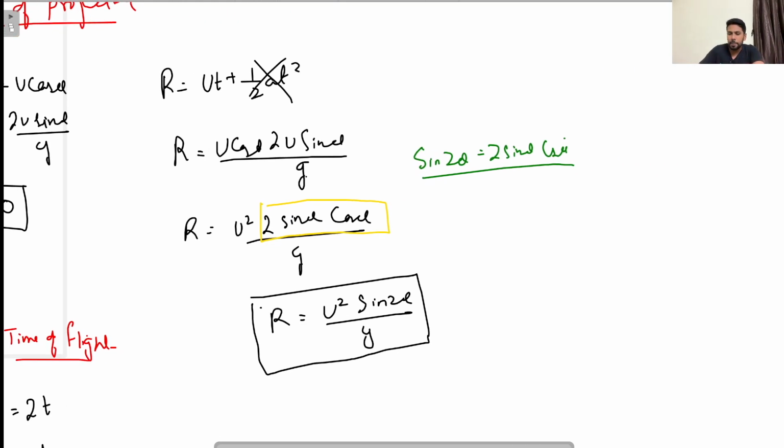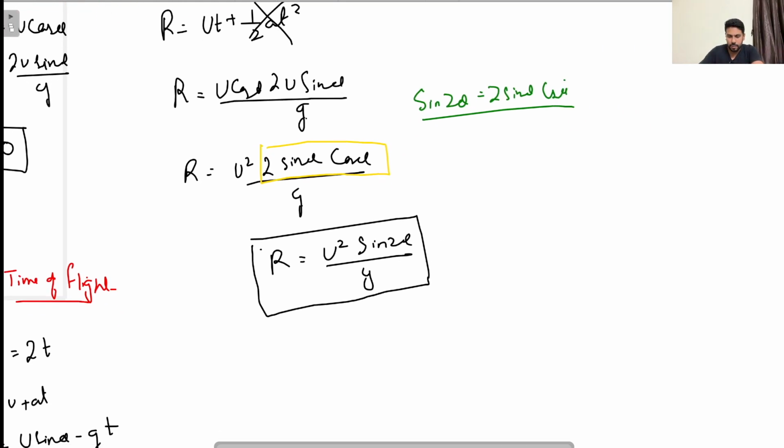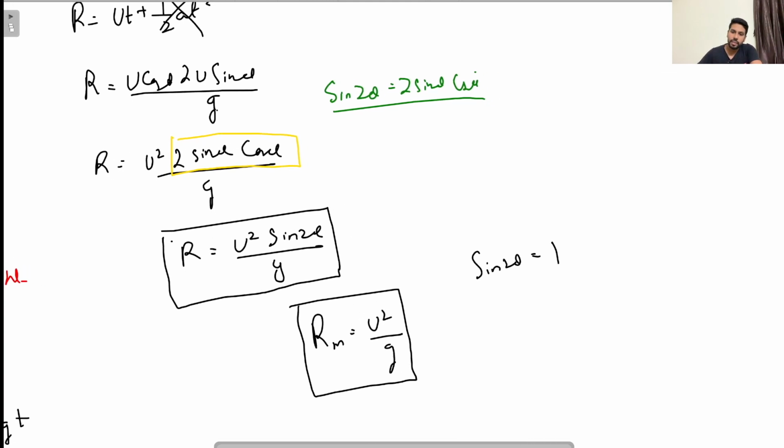Now what can be my maximum range? I need to calculate what my maximum range is. Of course your maximum range is nothing but u square by g. How? Because your sin 2 theta has to be equal to 1. That is when you will get your maximum range, which is u square by g. Now under what conditions can sin 2 theta be 1? That's when theta is 45 degrees. Sin 90 is 1, so 2 theta is 90, so theta is 45.